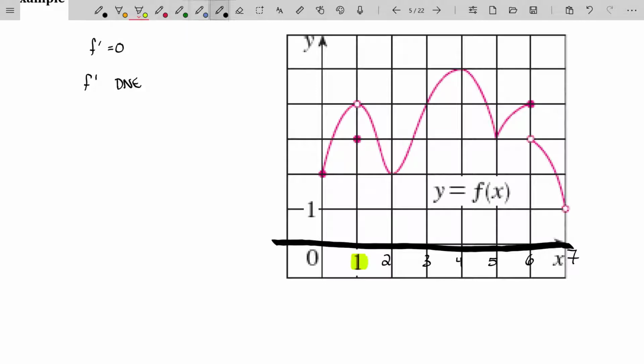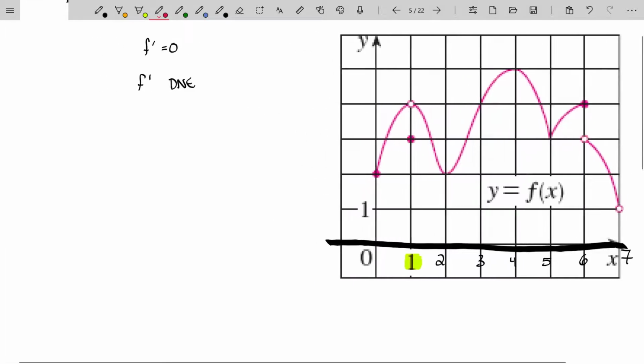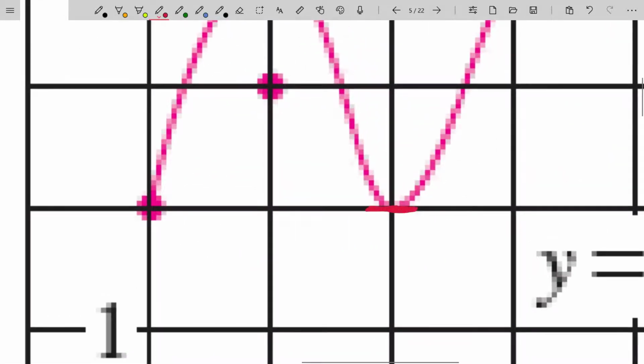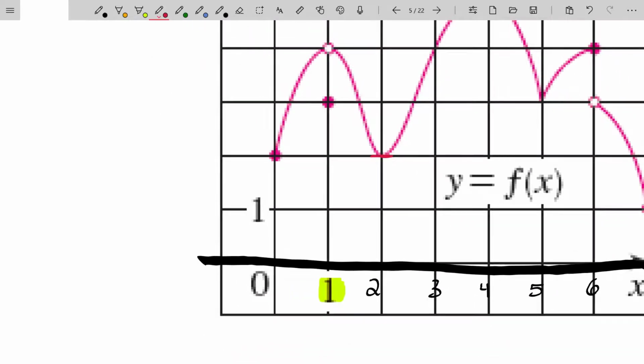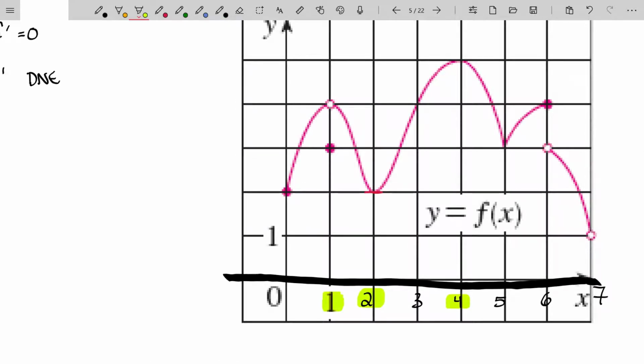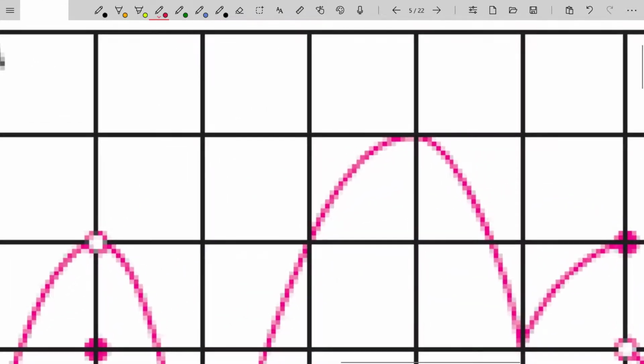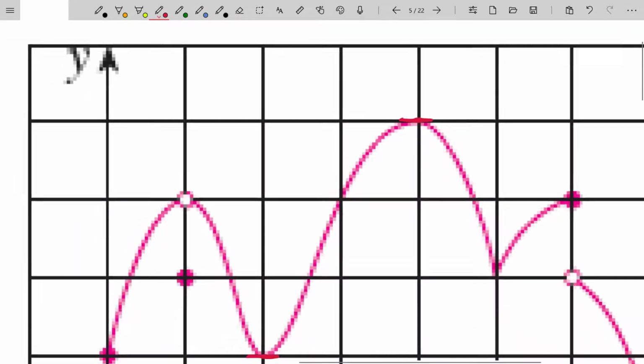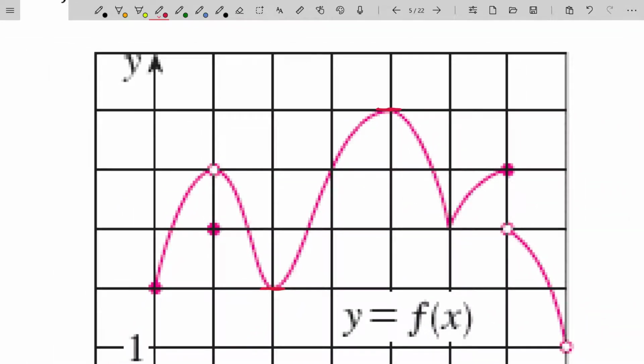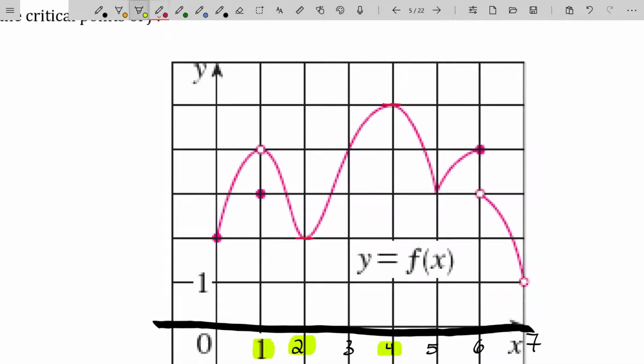Well, you could see that at x equals 2, right here, the slope of the tangent line right there is 0. So x equals 2 must be a critical number. Also, x equals 4 because, again, the slope of the tangent line at x equals 4 is 0. Basically, whenever you have a horizontal tangent. But also, where you have kinks, cusps, corners, or jump discontinuities, you also have critical numbers. So 5 would be a critical number because we have a corner or cusp there. And then we have a jump discontinuity at 6.